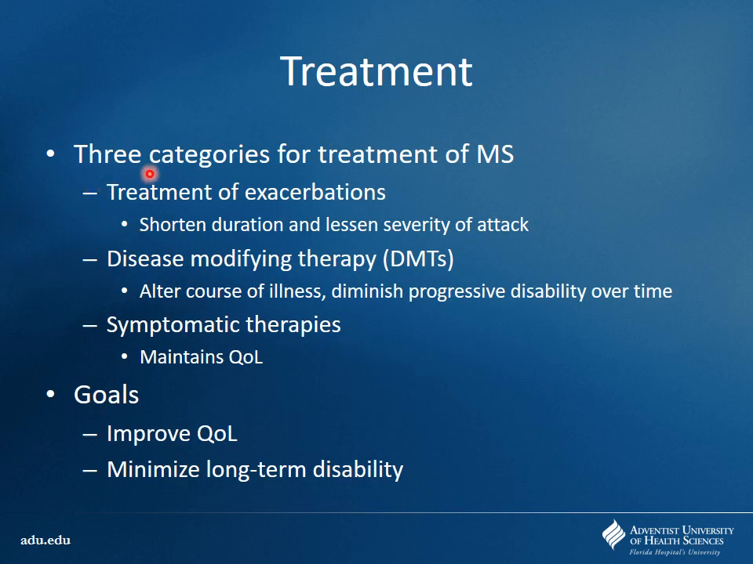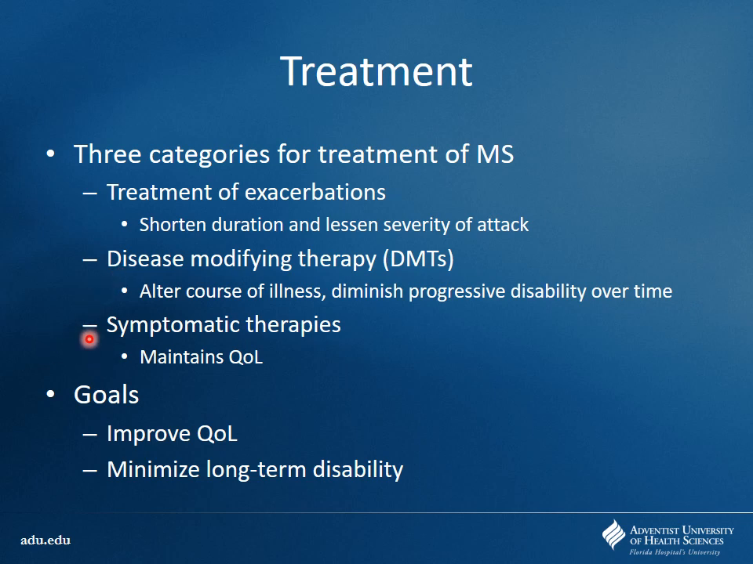So again, the three categories for treatment of MS. You're going to be dealing with exacerbations. This helps to shorten the duration and hopefully lessen some of the severity, because they can be pretty severe, requiring inpatient admission in some cases. And then we'll look at disease-modifying therapy. This can help to slow down the progression of disease. Again, it's not going to reverse it necessarily, but will help to slow it down, hopefully.